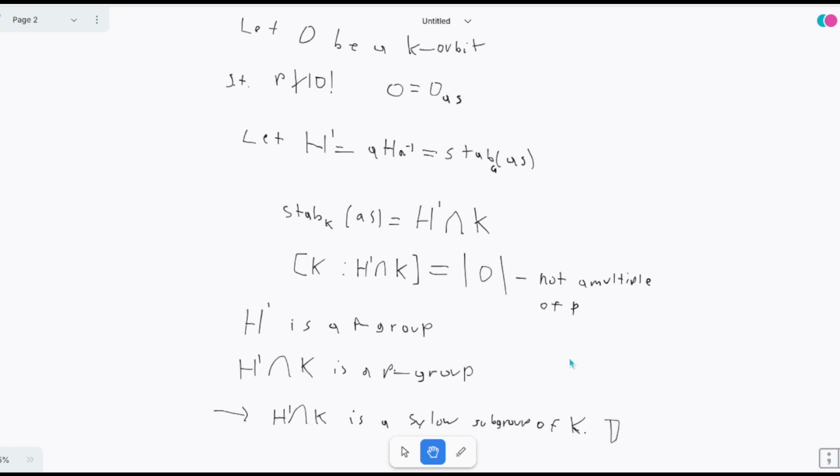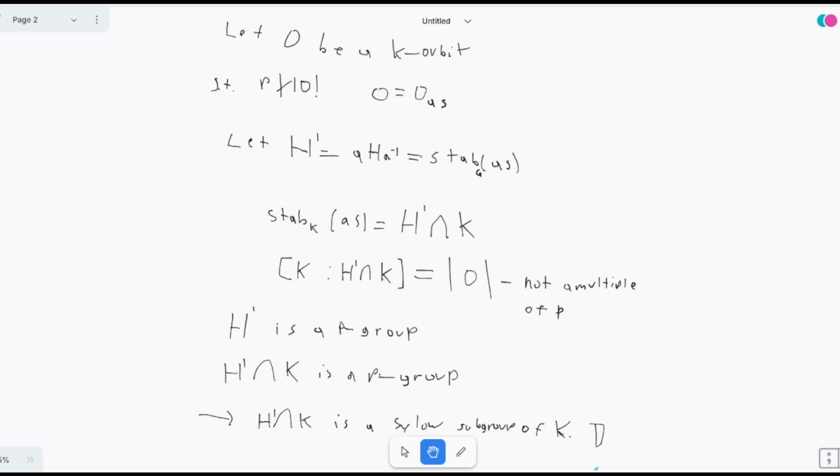Which is what we want to prove: that for some conjugate of H, K intersect H prime will be some subgroup of K. Questions?